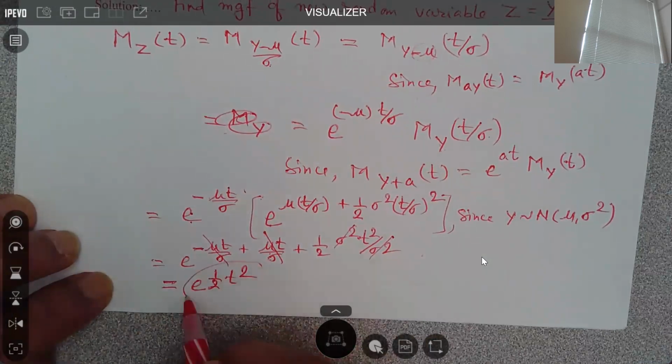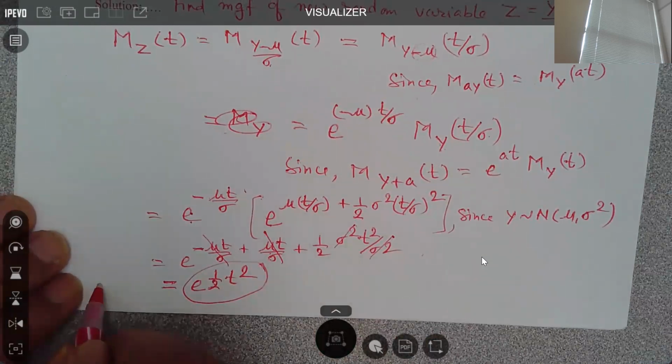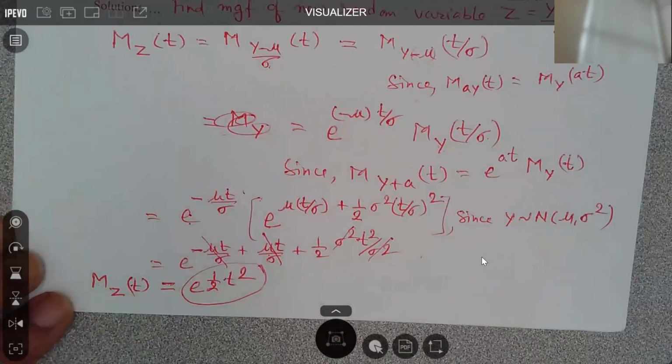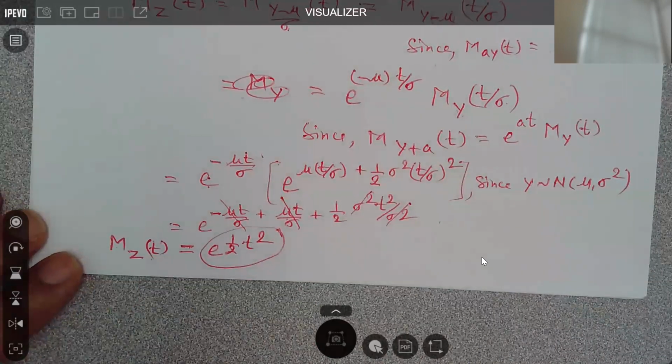Now you see this one here. This is the moment generating function for m_T(t). That's what we would like to find, right? Now we found the moment generating function for this random variable T. Now we would like to match this moment generating function with some standard distribution.